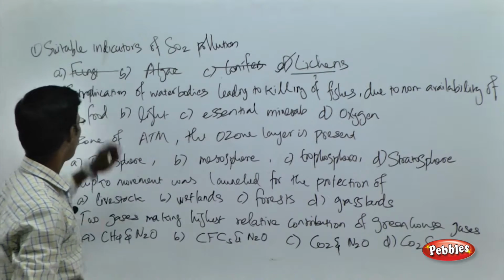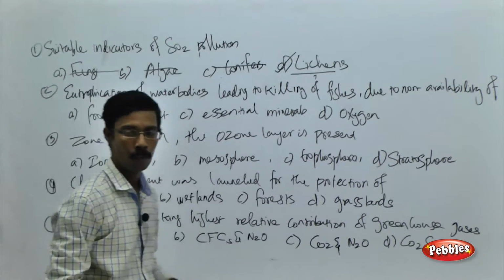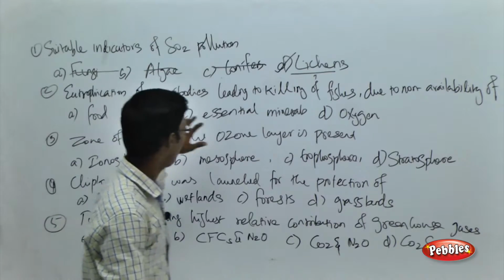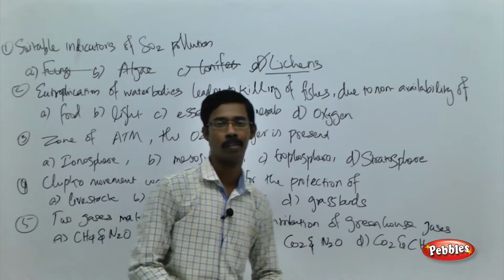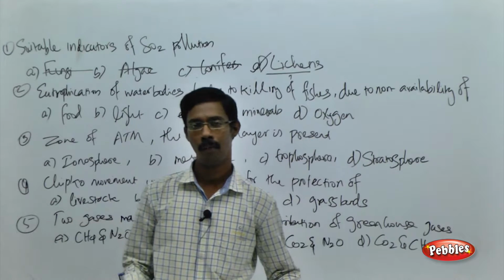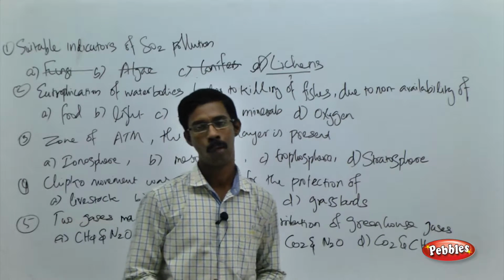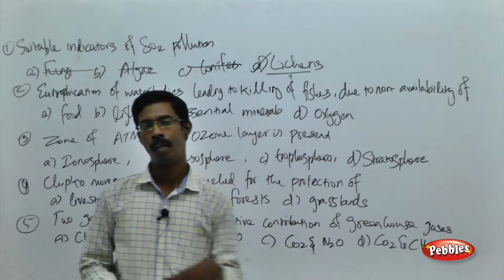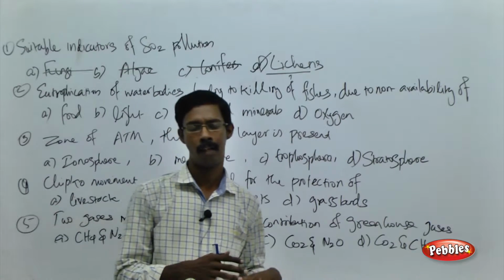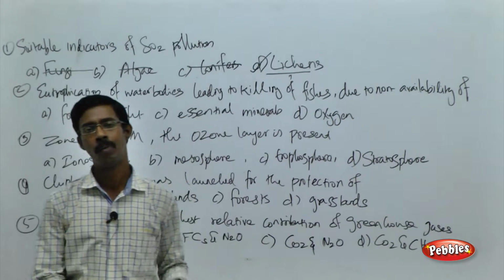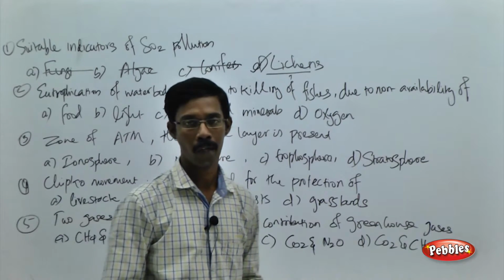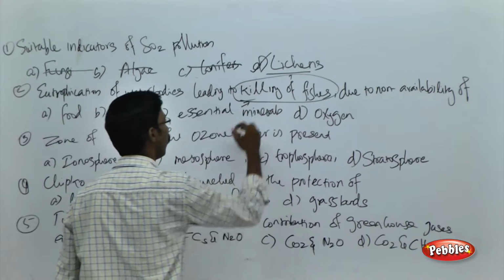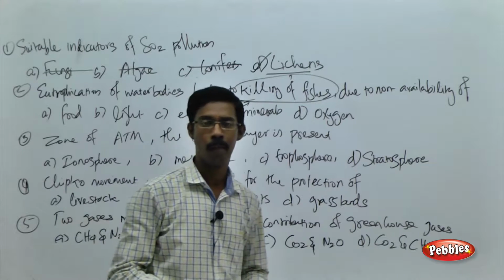Fine. See the next question: eutrophication of water bodies leading to killing of fishes due to the non-availability of what? See the choices: food, light, essential minerals and oxygen. What is eutrophication? As I told you, the disappearance of water bodies, for example a pond and river or any big water bodies, because of the deposition of organic matter. Okay, and that will lead to the covering of the entire area. That is, the water body is being filled or converted into land. That is what is called eutrophication. And the question is asking about the killing of fishes. What is the reason? Non-availability of what?